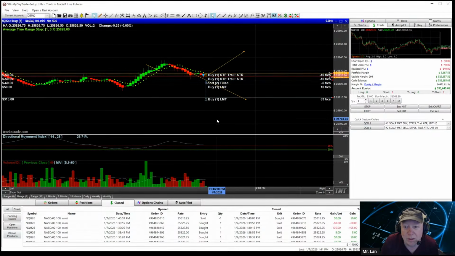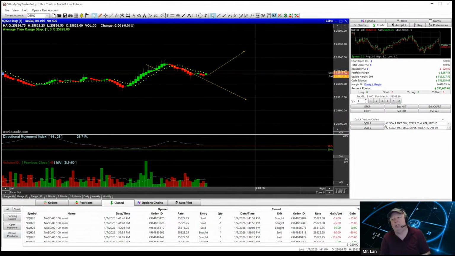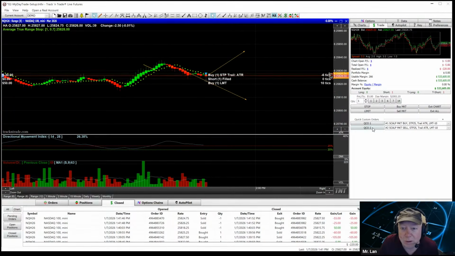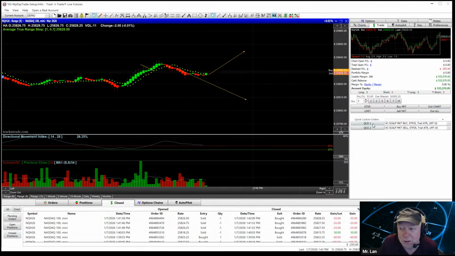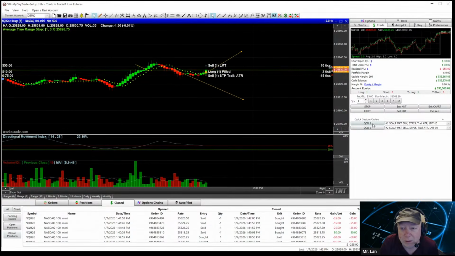Come in here. Let's see if it wants to go short. It's going to just die right there. Oh my gosh. Died. Didn't go down. We'll try one more small one right here. Nope, doesn't like it. Going to go up. We're going to try one right there.